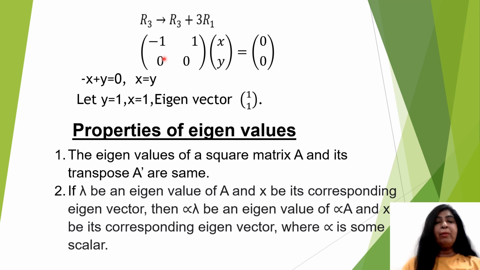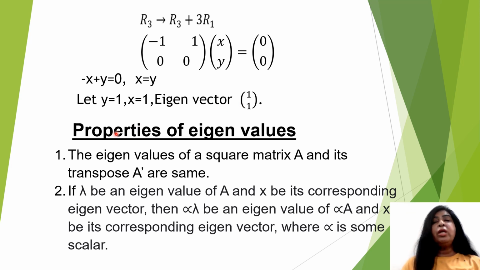Now again apply R2 plus 3 times R1, meaning in row 2 you have to add 3 times the elements of row R1. So what will you get? Minus 1, 1, 0 and 0. When you solve it out, you will get minus x plus y is equal to 0. So let us assume y is equal to 1, then x is equal to 1. So our eigenvector is 1, 1.